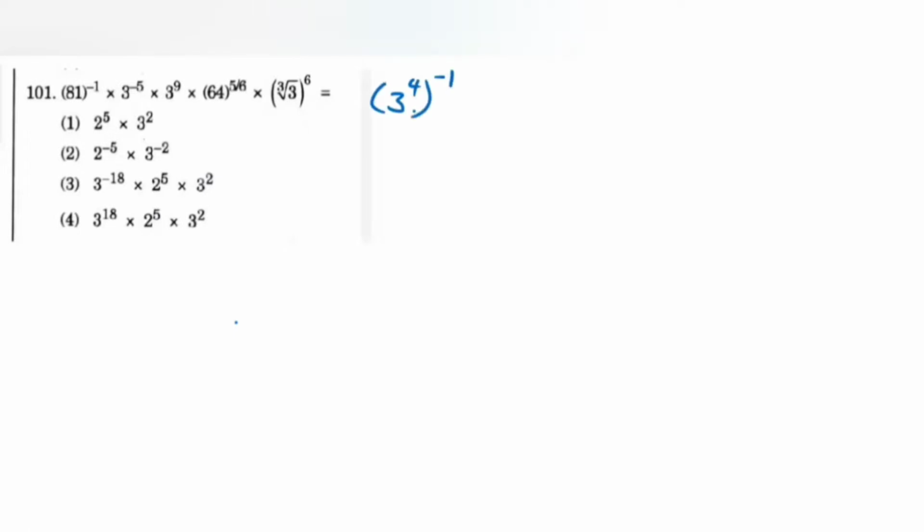As it is, you write that into 3 power minus 5 multiplied with 3 power 9 multiplied with this 64, which can be written as 2 power 6. So base 2 power 6, power 5 by 6, as it is, multiplied with cube root of 3 first. Cube root of 3 can be written as base 3 power 1 by 3, and power 6 as it is.